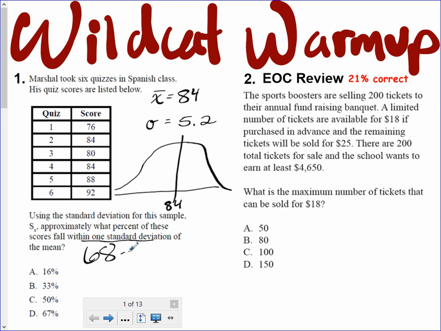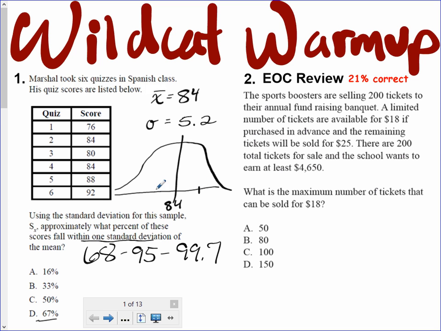It's the 68, 95, 99.7 rule. I've got the chart to your right up on the board there. So this is one standard deviation away. 34 plus 34 is 68. Our immediate guess is that it's probably going to be D, but let's go ahead and work it out.